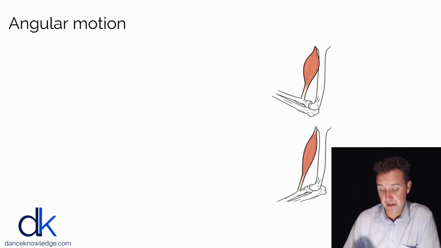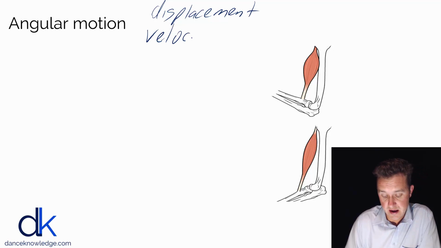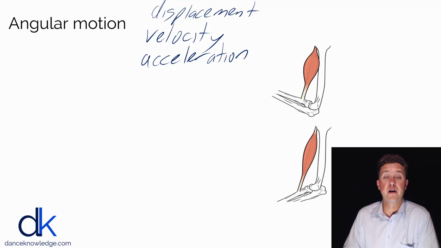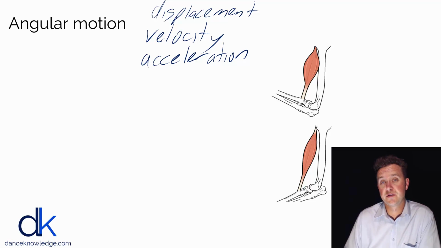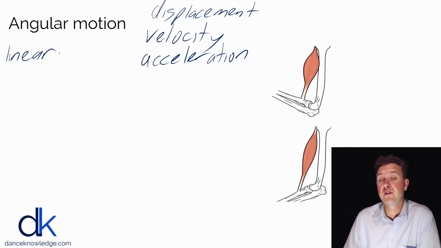In the previous videos, we've been looking at these concepts of displacement, velocity, and acceleration, and how these concepts describe movement, and also how they relate to when a force is applied to a body. But we've been considering these concepts of displacement, velocity, and acceleration in a linear fashion. Linear meaning we've been looking at it in straight lines.